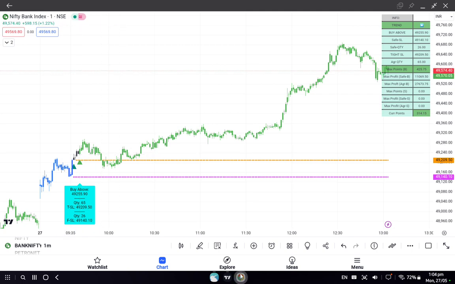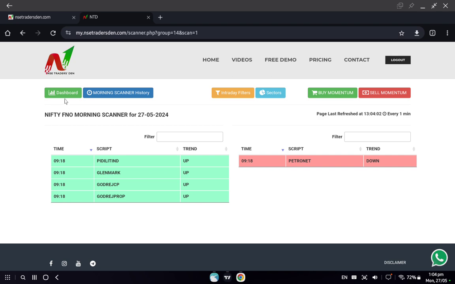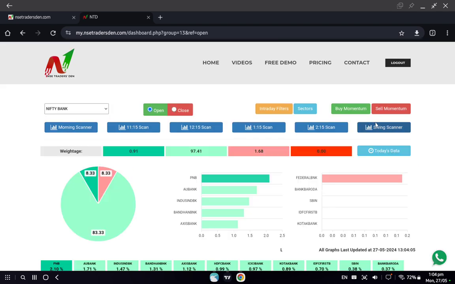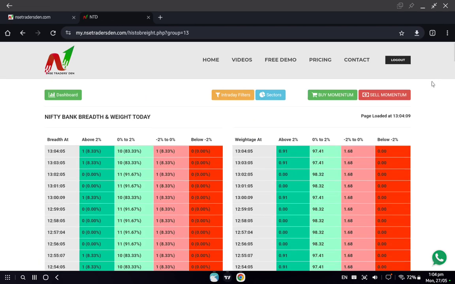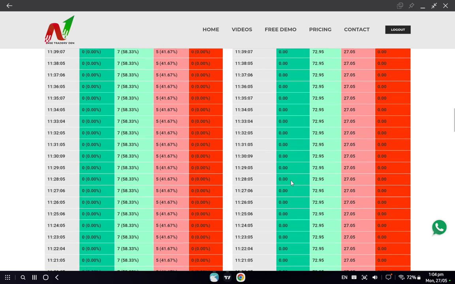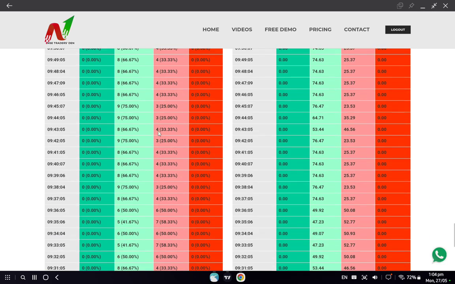So let us go to the dashboard and see whether our NTD Sniper data was supportive or not. We'll click on Nifty Bank. Once we click on Nifty Bank, we'll click on today's data. And once we click on today's data, we can see at 9:41 whether the data was supportive or not. So at 9:41, let us go and see.